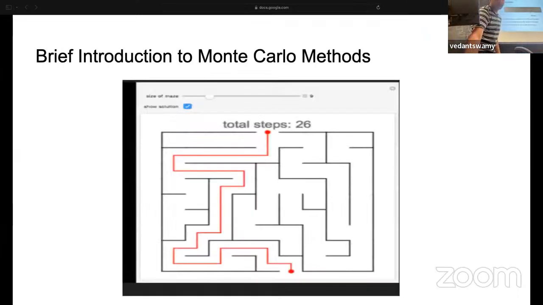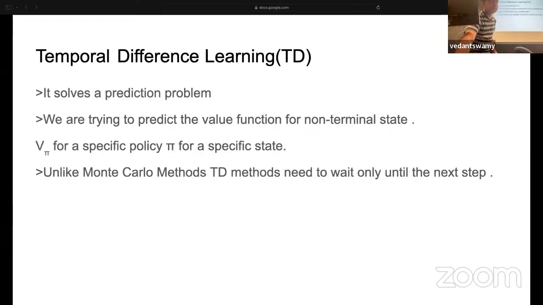So in the Monte Carlo method, we were waiting for the agent to perform one particular episode from the start to the finish line, and the agent can perform multiple episodes, which would help us get the value of GT. Whereas in temporal difference learning, we only need to wait until the next step is performed for us to update the value at a particular stage.